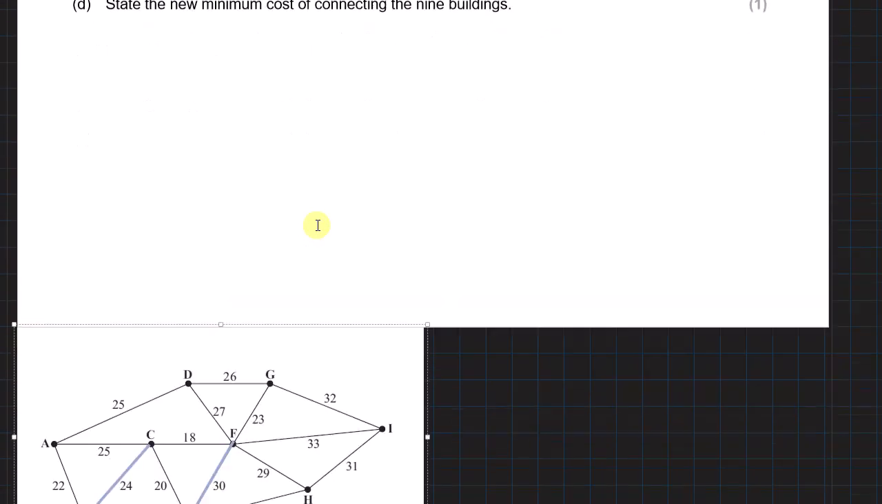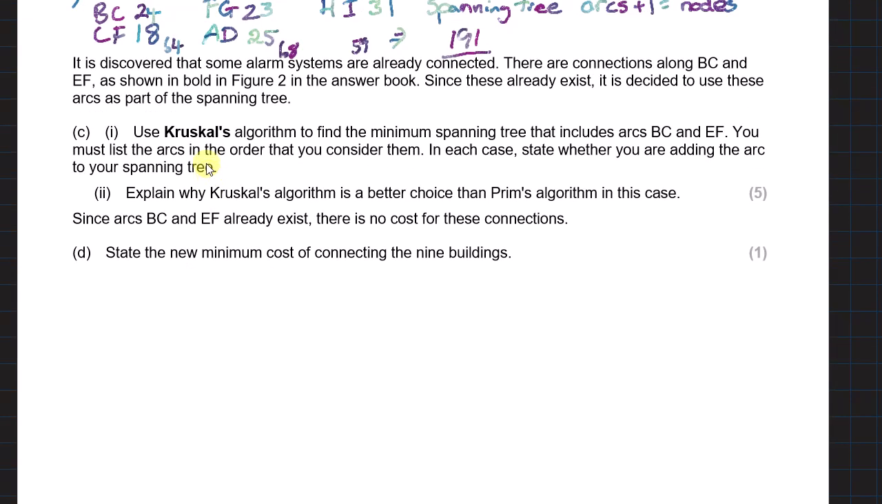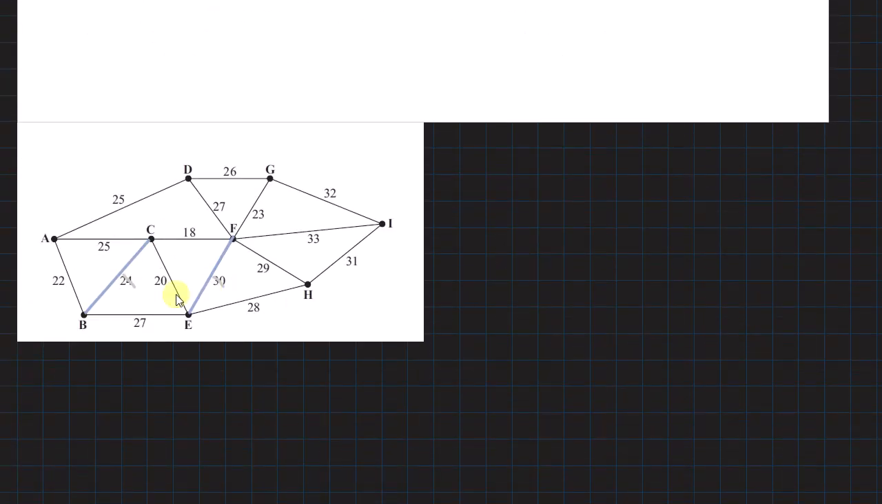So Kruskal's algorithm, we start with our same values, our graph. First of all, we already know the 24 and the 30 have been done. Spanning tree. Don't need to state the new minimum cost of connecting the 9 buildings. Right, we're going to assume these two have already been done. So we're not going to do the total for the minimum spanning tree. We'll do that as a separate question as we go through. So Kruskal, he wants the cheapest arcs in any connection we've got. So to start with, cheapest one is CF for 18.